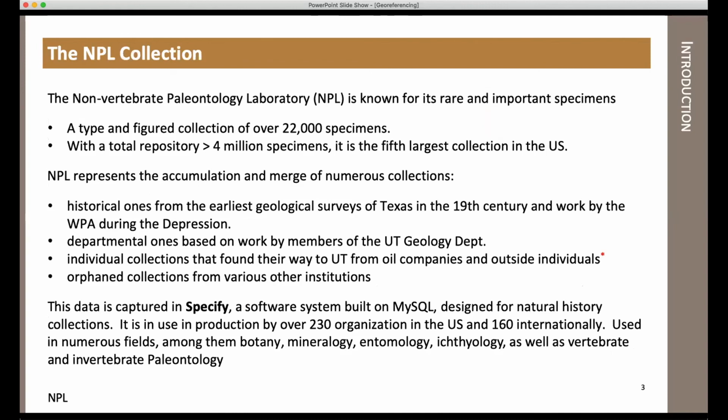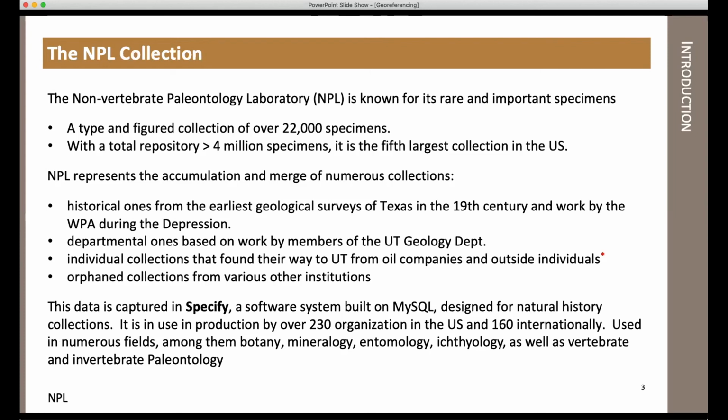So the Non-vertebrate Paleontology Laboratory at UT is known for its rare and important specimens. It's got a type and figured collection, over 22,000 specimens, and the total repository contains over 4 million specimens, making it the 5th largest collection in the US.